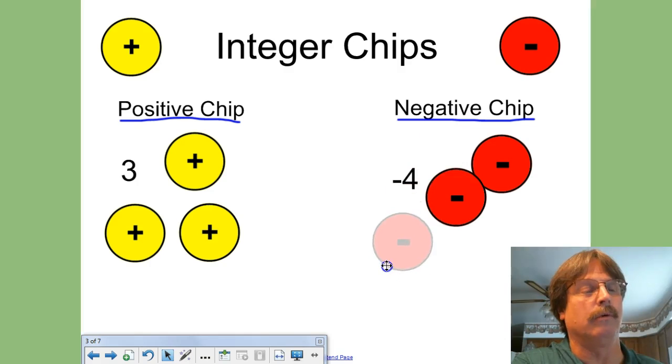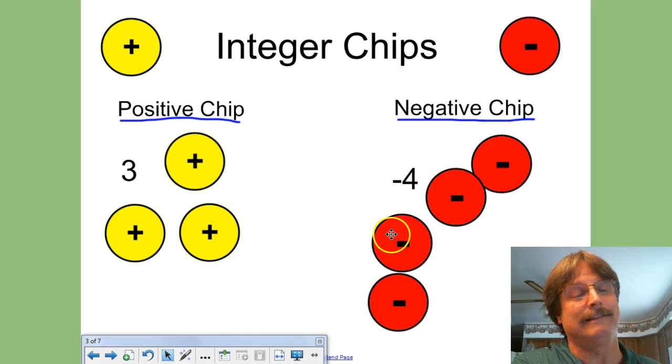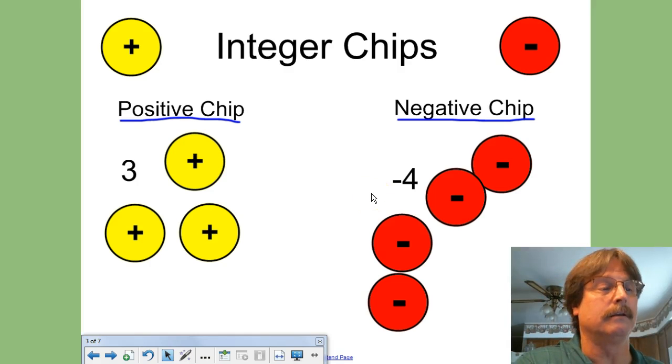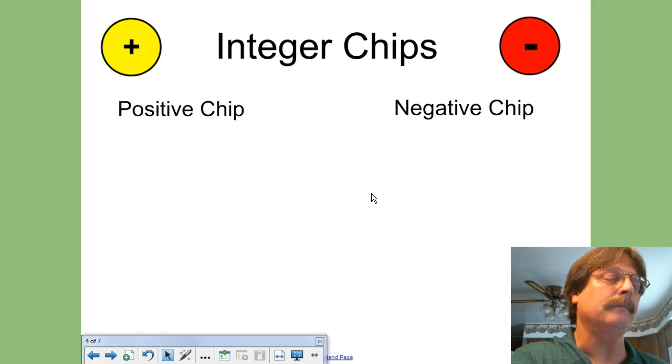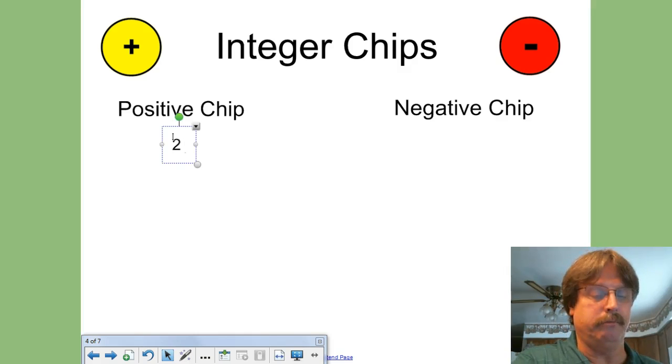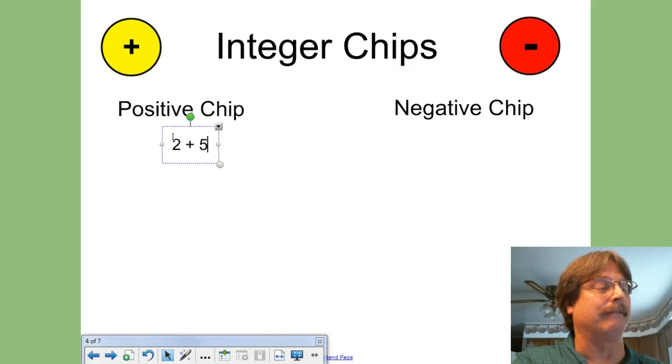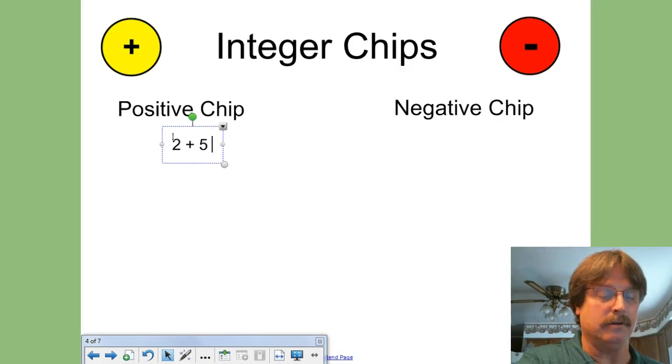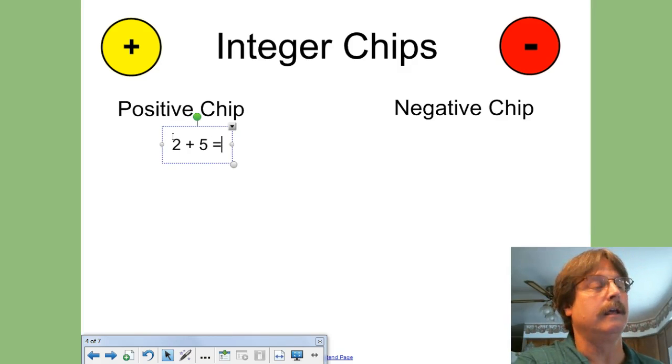We're still not really adding integers of the same sign, because if I added these, they're different signs. This is positive, this is negative. So let's look at how we're going to do a positive integer. We'll take a real simple one, 2 plus 5, and we all know that since first grade, that's going to equal 7.